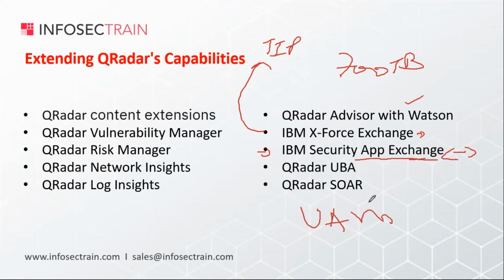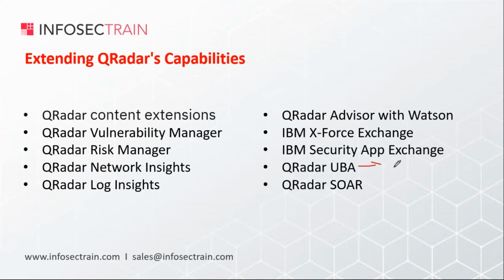It will quickly identify the risky users, generate some meaningful insights for you, and with its machine learning analytics, it can identify any sort of anomalous behavior which has been triggered by any user. So that is QRadar UBA, a lot useful. There are lots of case studies regarding this UBA, that using UBA, how people were able to detect insider threats. And there is QRadar SOAR.